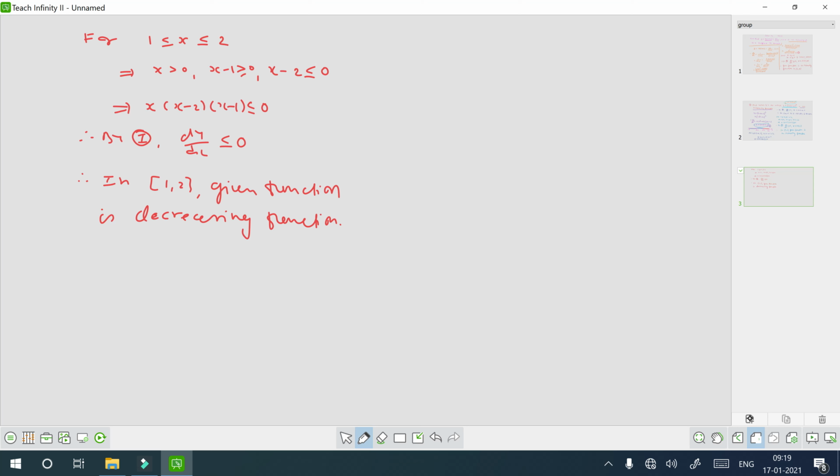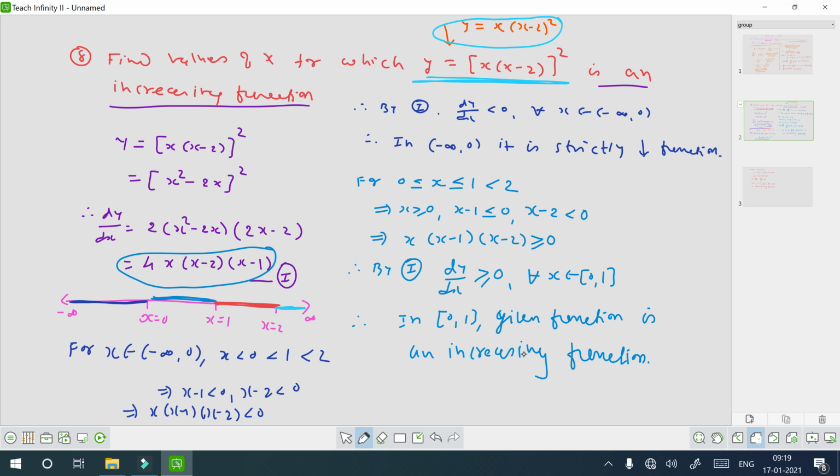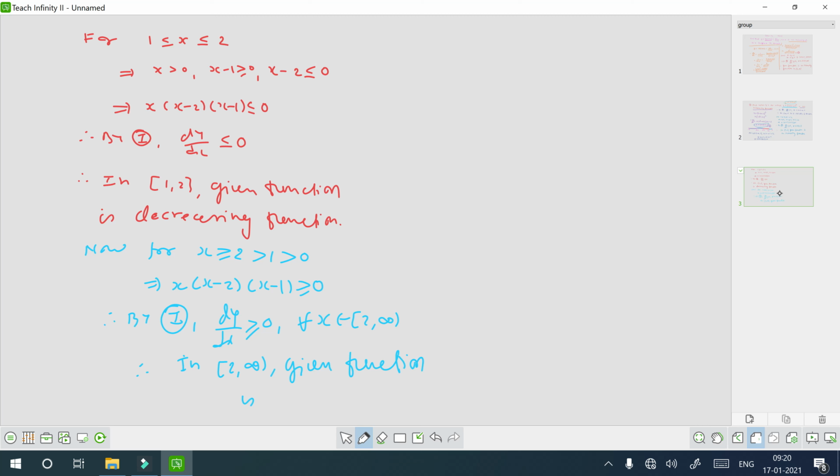Next, last part, where to where we have to see? We have to see from 2 onwards, greater than or equal to 2. Now for x greater than or equal to 2, x is greater than 1, that is greater than 0, this implies x into x minus 2 into x minus 1 is greater than or equal to 0. And therefore dy by dx is greater than or equal to 0, for all x belongs to closed interval 2 to infinity. So where it is increasing? And therefore in closed interval 2 to infinity, the given function is an increasing function. Clear?